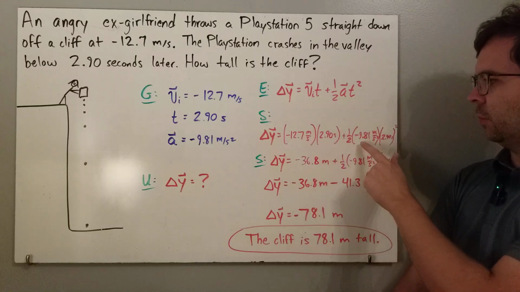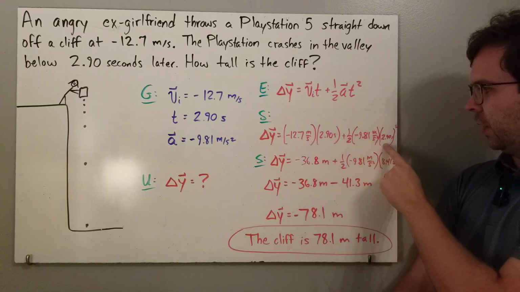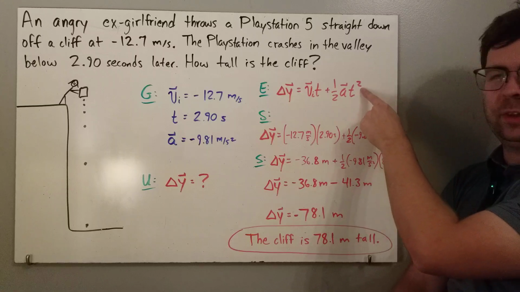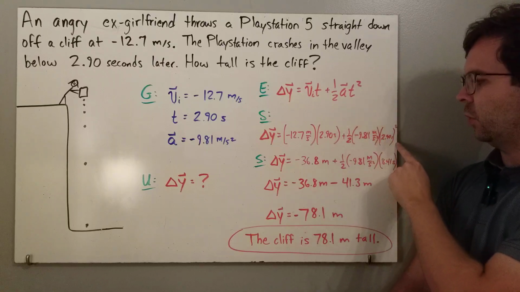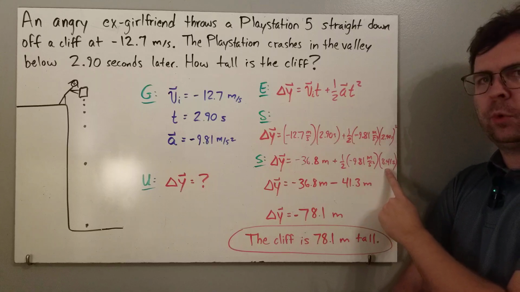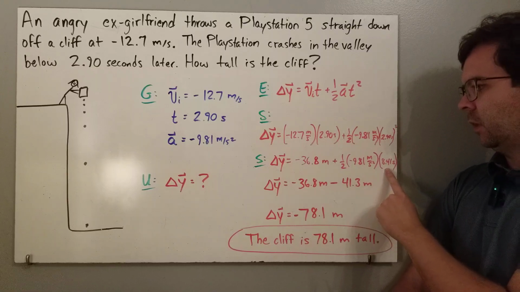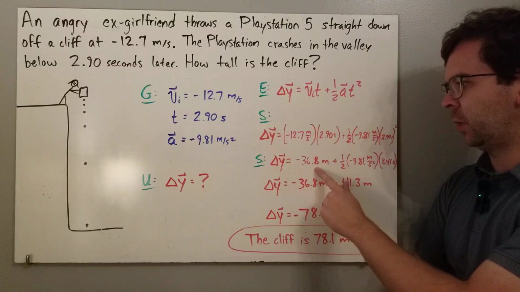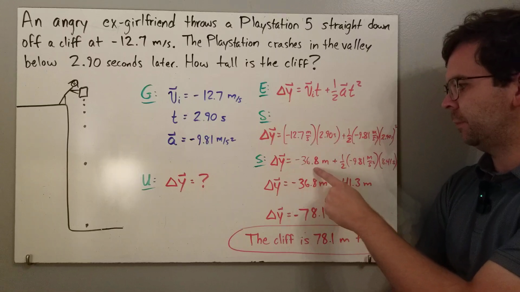I kind of ran out of space here, but for the acceleration and the time, don't forget the square. I wrote it really small here, but that's an easy part to forget. So make sure you square the 2.9. When you do, you get 8.41 seconds squared. And then you also get this multiplication over here. It gave us negative 36.8 meters. Keep that negative sign there.